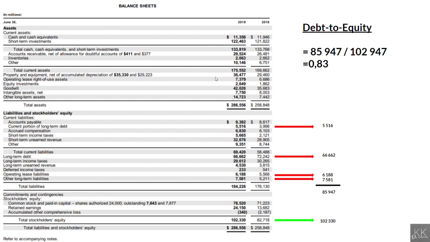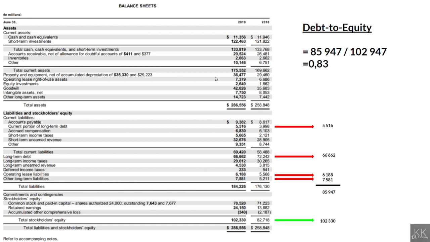The easiest way to calculate debt is to take the current portion of the long-term borrowings under current liabilities, it's that first red arrow over there, and add it to the long-term debt, operating leases, and other long-term liabilities under non-current liabilities. Those are those bottom three red arrows.